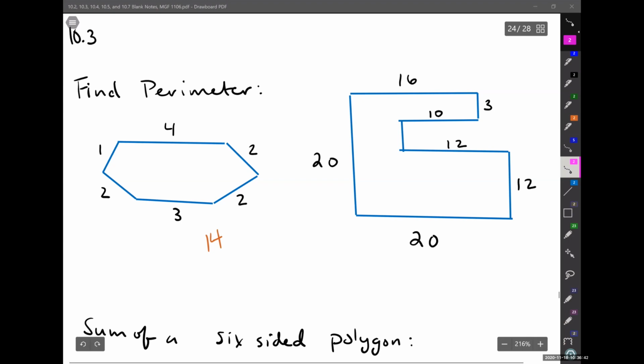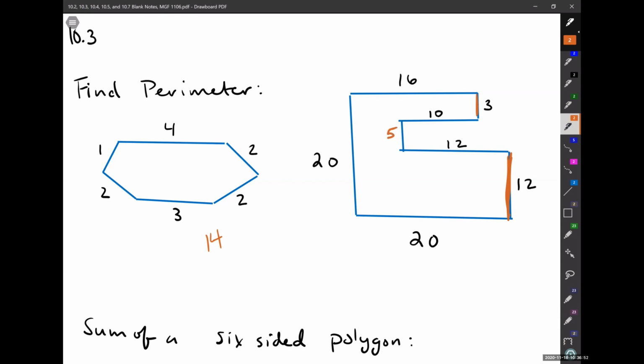So if we've already accounted for 3 of the 20 and 12 of the 20, that accommodates for 15 of 20. So that would leave us with 5 there. And then if we say 20 plus 20 plus 12, 12, 5, 10, 3, 16, we should end up with a perimeter of 98.